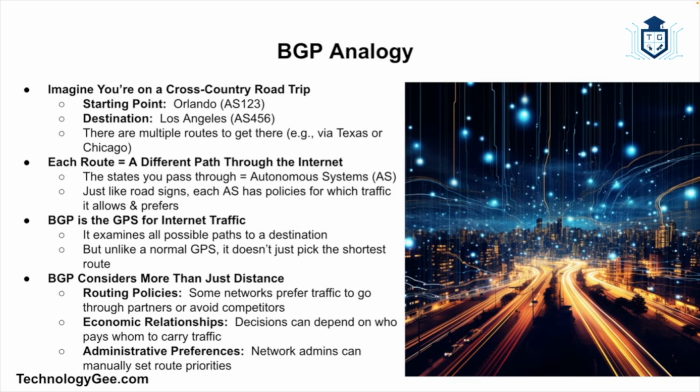Now, BGP's job is to look at all of the available paths and help decide which one to take. But here's the kicker. The shortest path isn't always chosen. That's because BGP considers routing policies, economic relationships, and preferences, and not just distance.